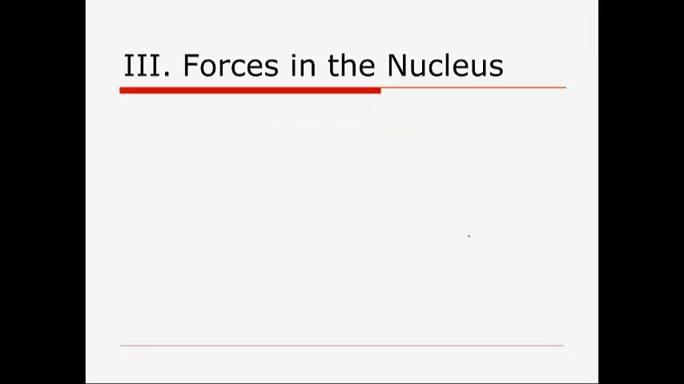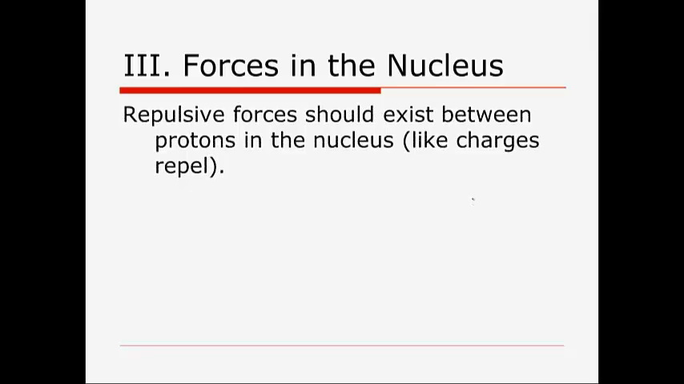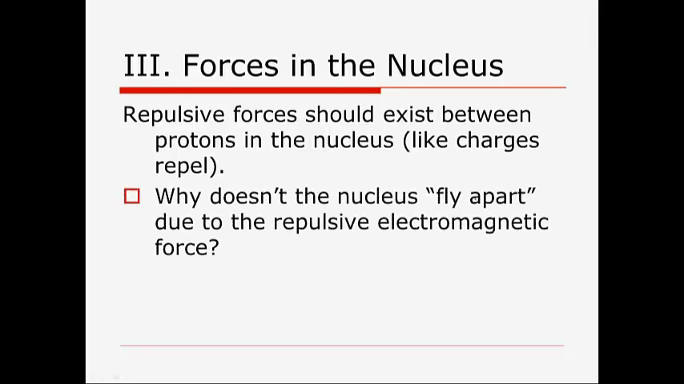Okay, now, forces in the nucleus. Okay, repulsive forces should exist between protons in the nucleus because, like charges, the protons have positive charges to them, so they should repel. So, how are protons stuck together with other protons? How come we can have atoms that have more than one proton in the nucleus? Shouldn't they, if they come close together, just be repelled apart? Okay. In other words, why doesn't the nucleus just fly apart due to these repulsive electromagnetic forces?